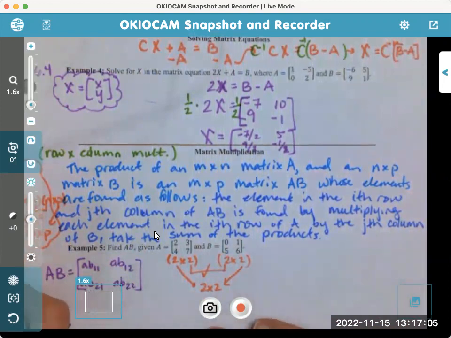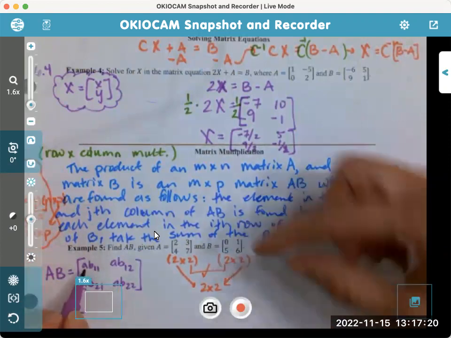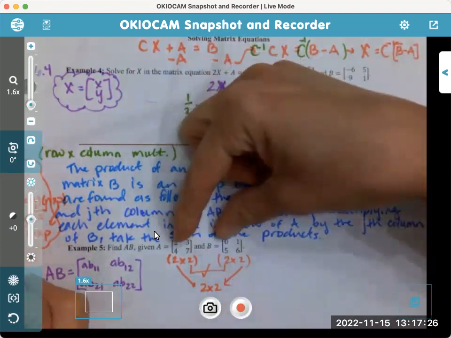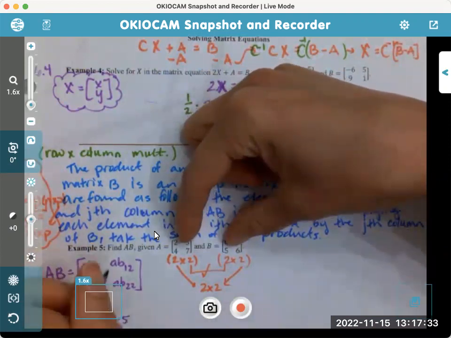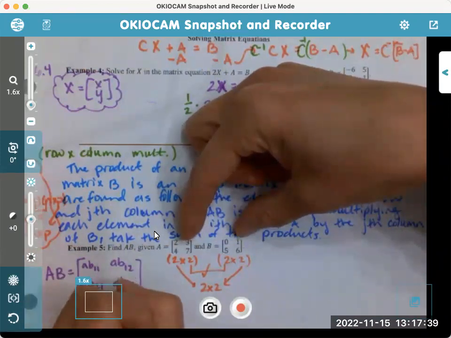So to get each element of this, it is the sum product of row 1 with column 1, and then the sum product of row 1, column 2 of B. So AB1,1 is row 1 and column 1. So it is 2 times 0 plus 3 times 5. Then for AB1,2, that's still row 1, but now column 2. So it's 2 times 1 plus 3 times 6.